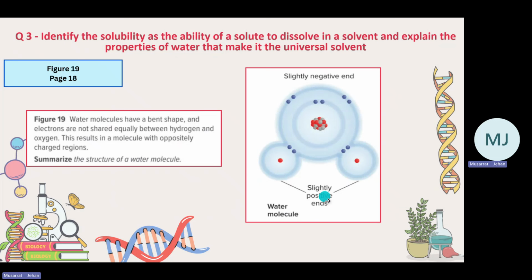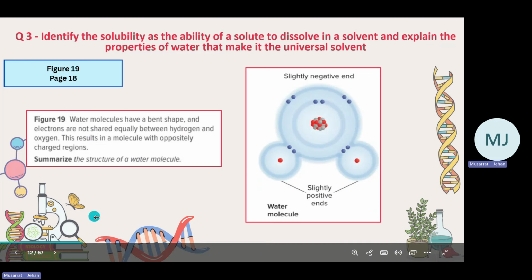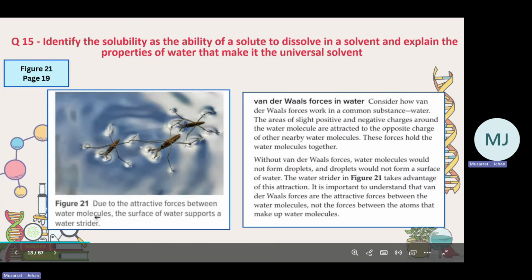So this is the same figure as I just explained to you. Water molecules have a bent shape and electrons are not shared equally between hydrogen and oxygen. This results in a molecule with oppositely charged regions.